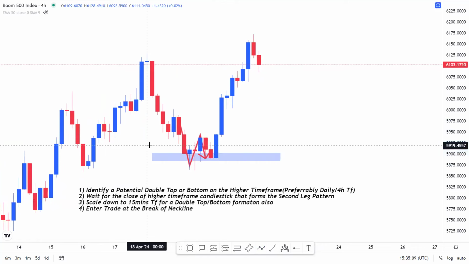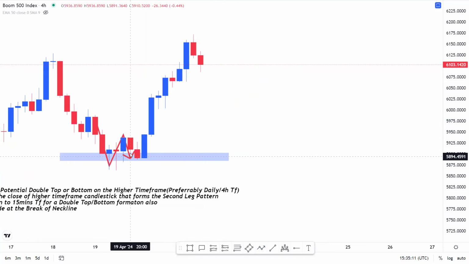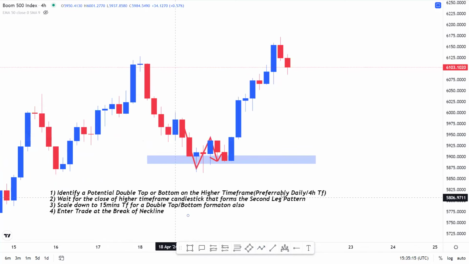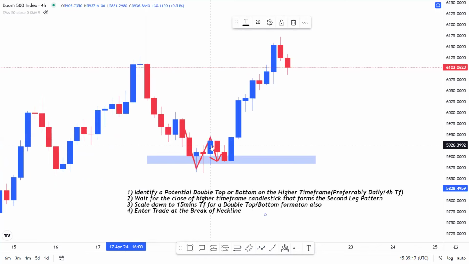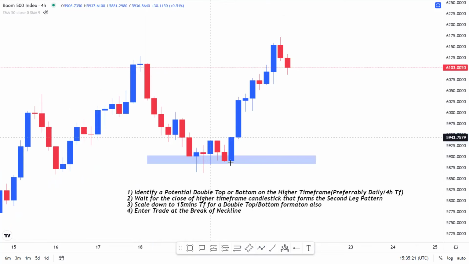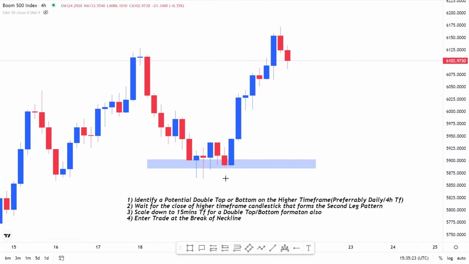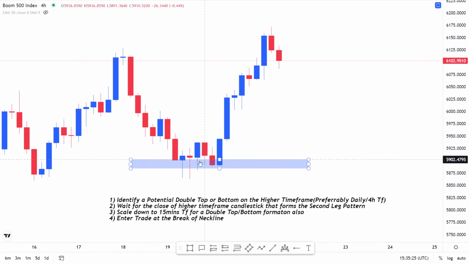And like I said, once price is coming back to form the second leg of the pattern, in this case, we have the double bottom pattern. Preferably, I want to see a rejection candlestick, which we had right about here. We had the perfect rejection from the level, from the support level, where we had our second leg.